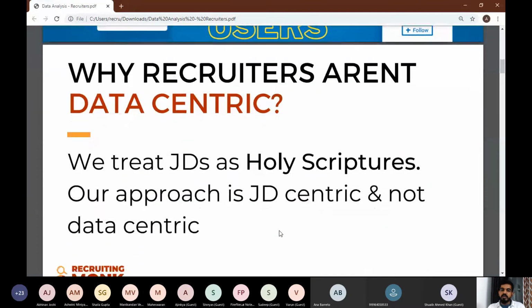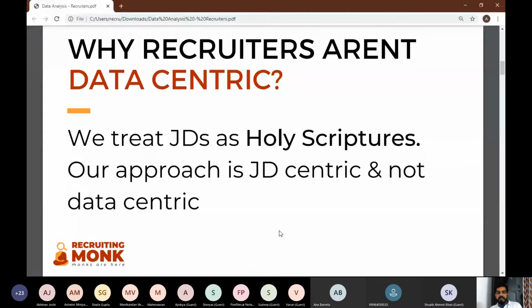So why aren't recruiters data centric? One of the major reasons is that we treat job descriptions as holy scriptures, right? If something is in the job description, we're like, oh, it is mentioned in the job description. So our approach is very, very JD centric. If there are 5 mandatory skills in the JD, we just think in line with the JD: those are the 5 mandatory skills I need.